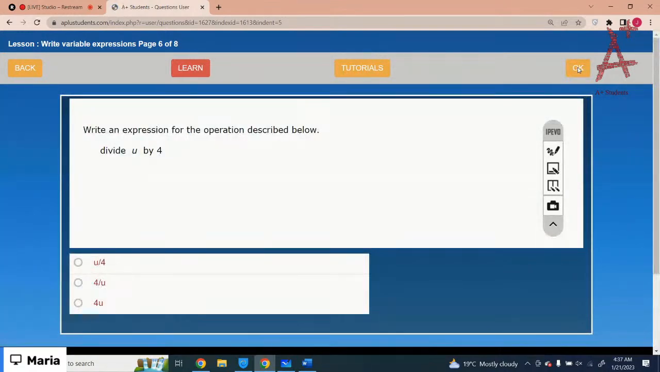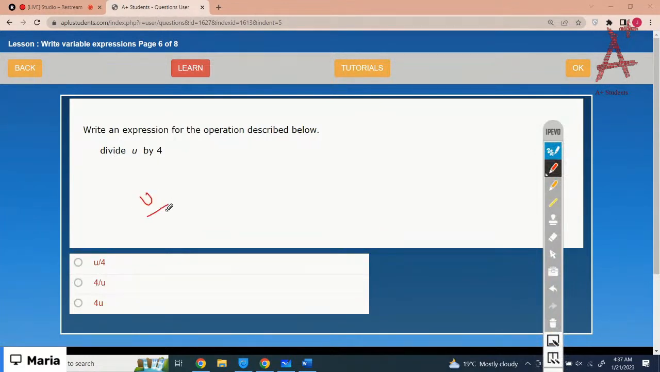Write an expression for the operation described below. Divide u by 4. You have to divide u by 4. So it is u divided by 4. Option number 1 is the correct option. You have to divide u by 4. Got it?